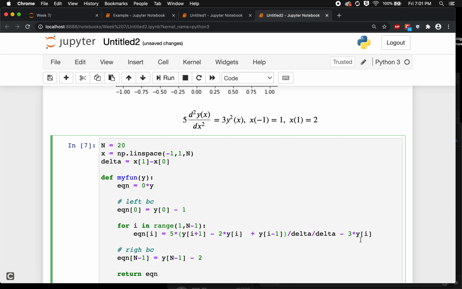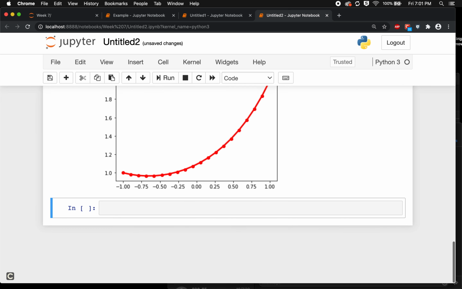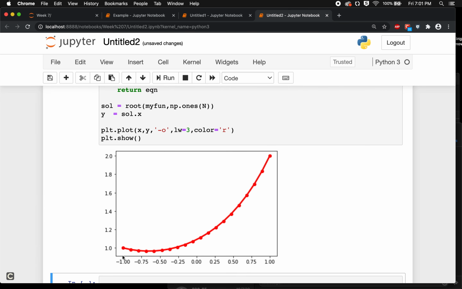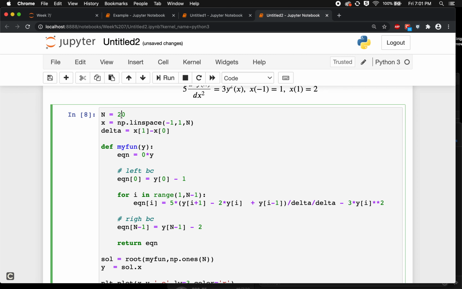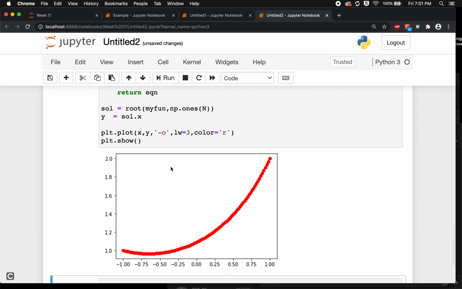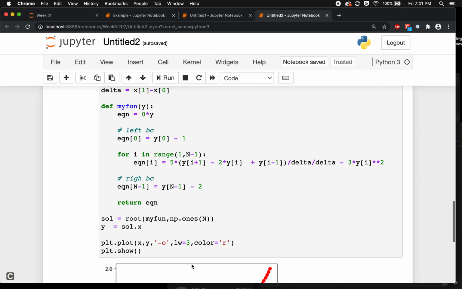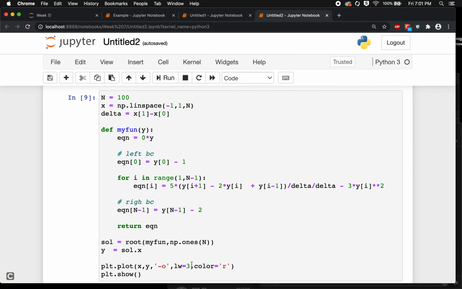And then we have our 3 times y squared, and so I can just come over here and square that. I run it, and I get my solution. Again, 1 at the left boundary condition, 2 at the right boundary condition. And then once you get 20 going, you might want to look at a more accurate solution. So maybe we'll do 100 points, we run it, and we have a little bit more accurate solution for it. You know, as n goes to infinity, this will gradually approach the analytic solution.